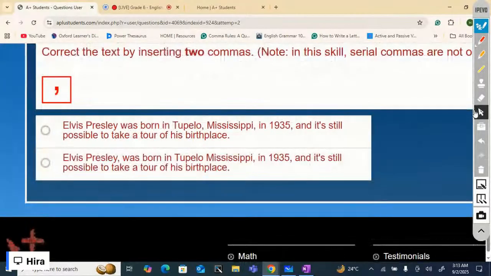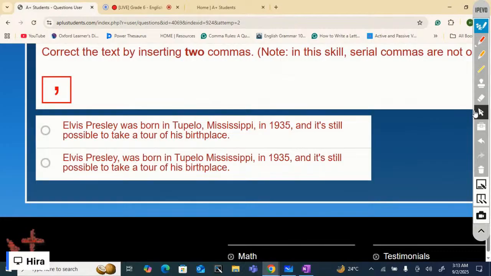Elvis Presley was born in Tupelo, Mississippi, in 1935, and it's still possible to take a tour of his birthplace. First option, in which a comma is used after the word Tupelo, Mississippi, and the date, or the second one, in which a comma is used after the name of this person, not after this word Tupelo. So which one is correct, first or second?